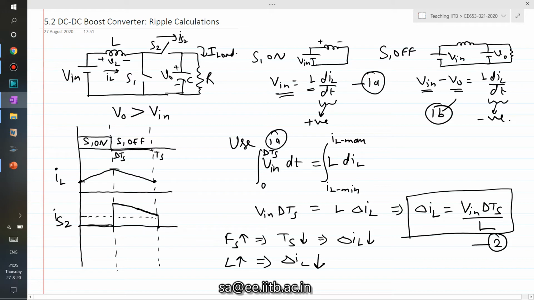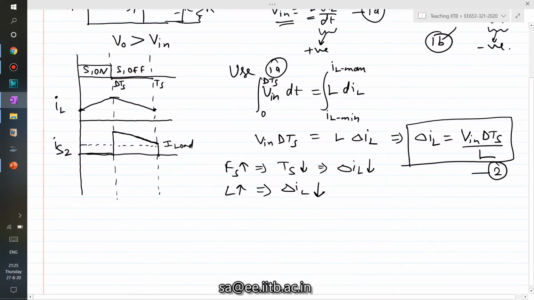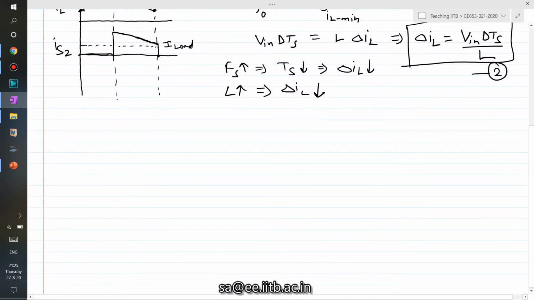So essentially the average value of this particular waveform, I can approximately draw like this. Now you see there are two possible cases here. One case is where IS2, where you have a very small ripple in the inductor, and therefore the IS2 waveform looks something like this, and your average current looks something like this, I load.